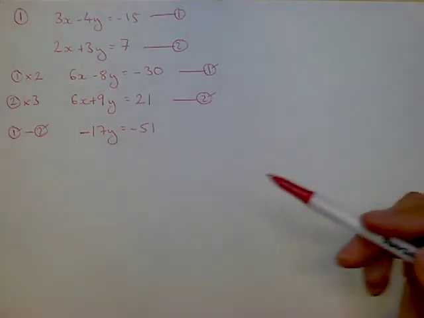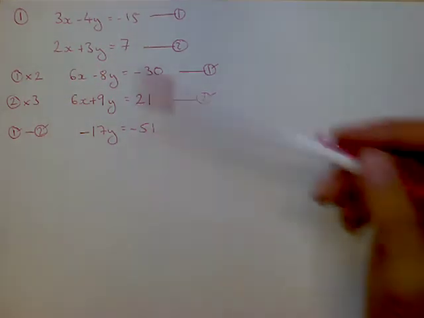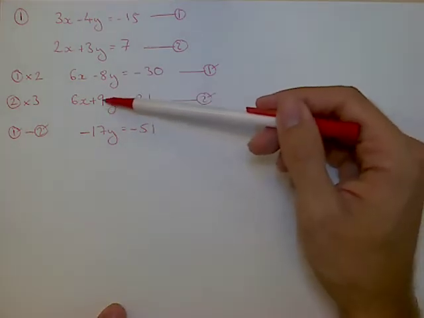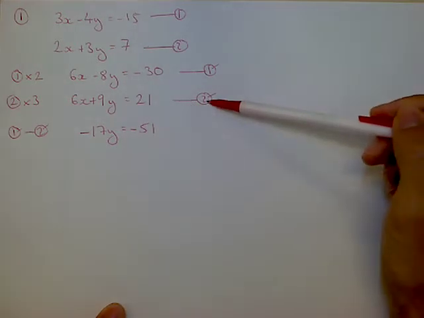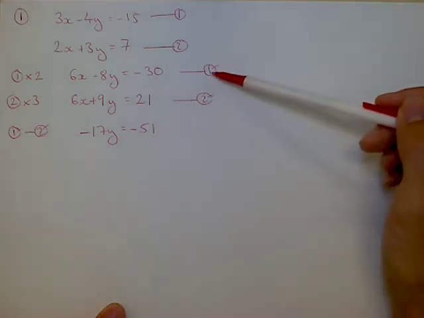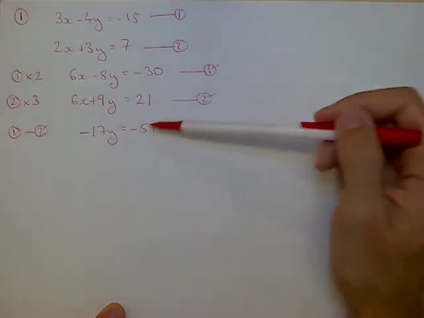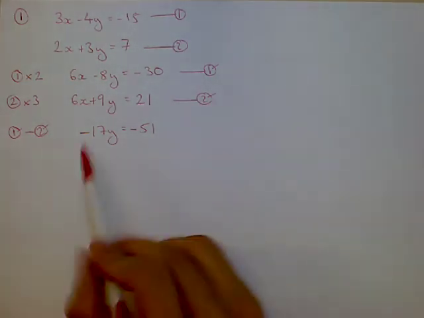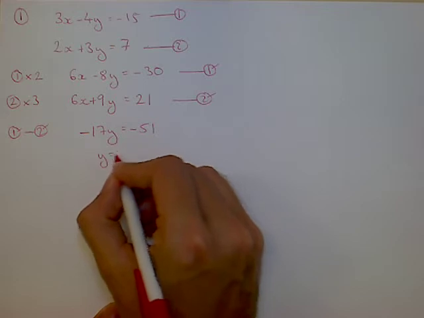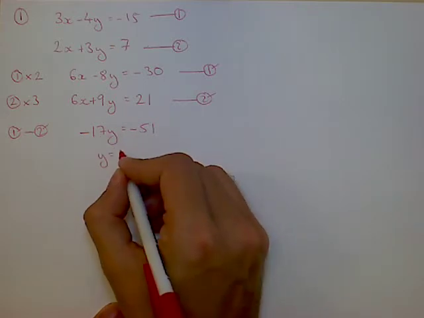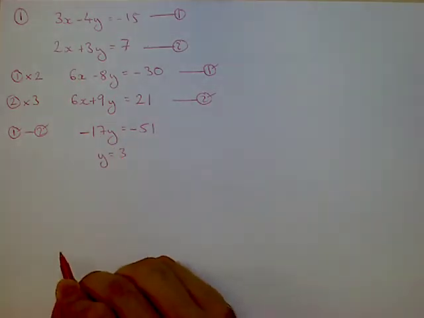We didn't have to do it in that order. If we'd spotted that we had a greater amount of y's in the second equation, we could have done equation 2 take away equation 1, and that would have led us to having positive numbers, which might be easier. What we now need to do is divide both sides by minus 17. So minus 51 divided by minus 17 is going to be positive 3, so y equals 3.